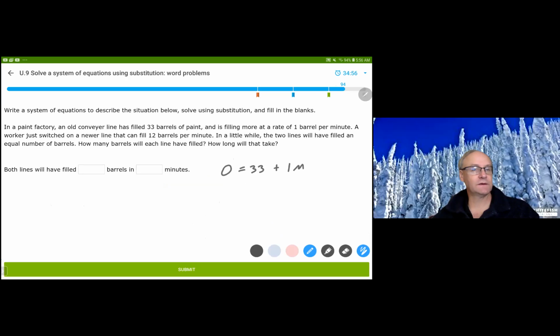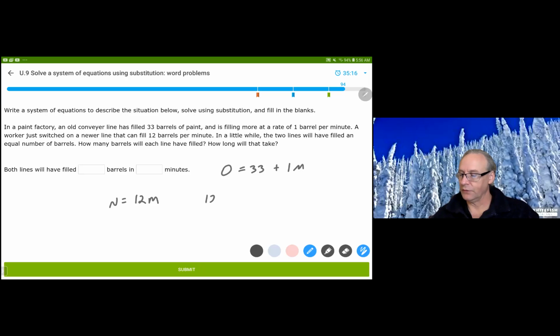M is minutes going by. And O is the number of barrels on the old conveyor line. Hopefully all that's clear. And we have a new line that can fill 12 barrels per minute. It's 12M. And in a little while, the 2 lines will have filled an equal number of barrels.